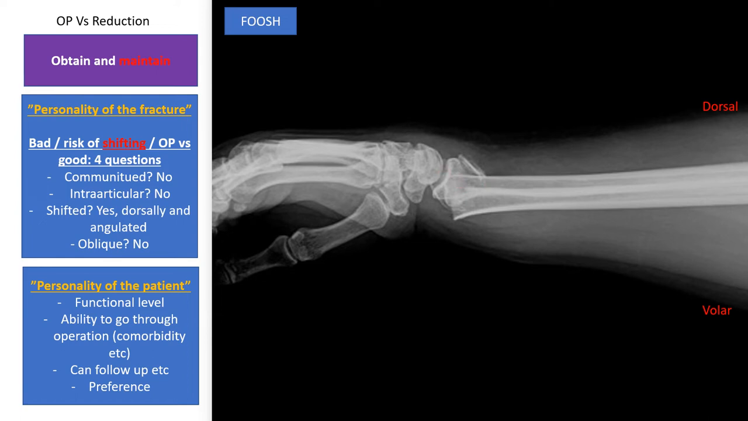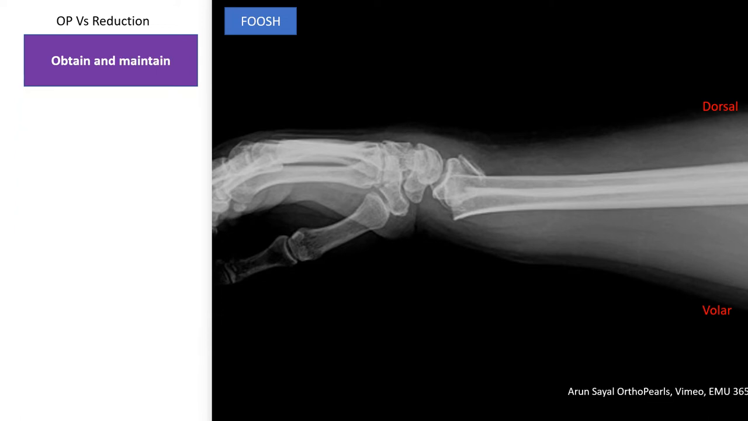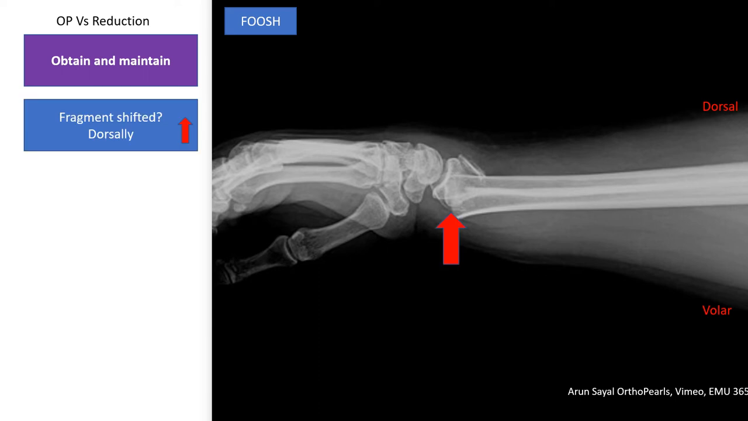Is it oblique? No. So these four questions about a good fracture, it's a good fracture. It's a bit shifted, but we can fix that. And then the personality of the patient, the functional level, whether they can be followed up, the preference and so on. We don't know about this patient, but let's say it's a well-functioning patient and they can. Okay, well, then, and this mnemonic is from this lecture, so you can check that out.